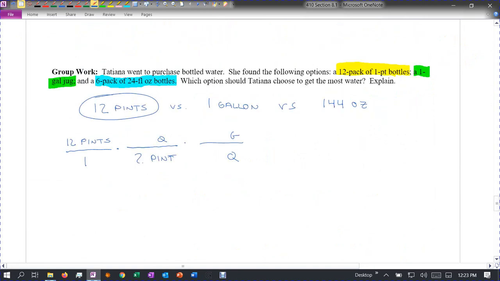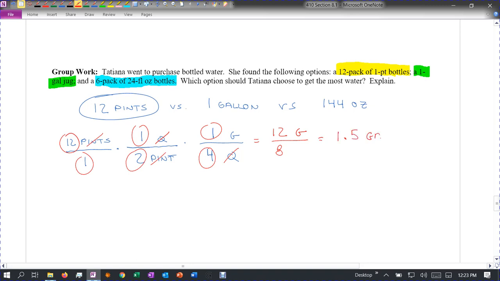So there are 2 pints in 1 quart, and there are 4 quarts in 1 gallon. You can see our pints go away, our quarts go away, and so what we wind up getting is straight across multiplying. We get 12 gallons over 1 times 2 times 4, that's 8. So 12 divided by 8 is 1.5 gallons. So we already know that 12 pints is better than 1 gallon, so 1 gallon is definitely not the most.